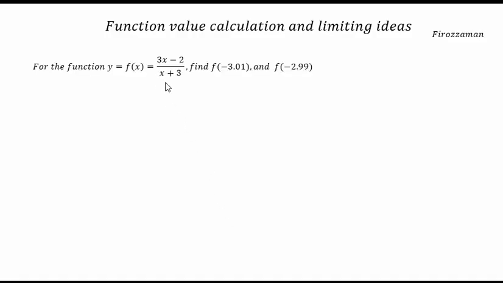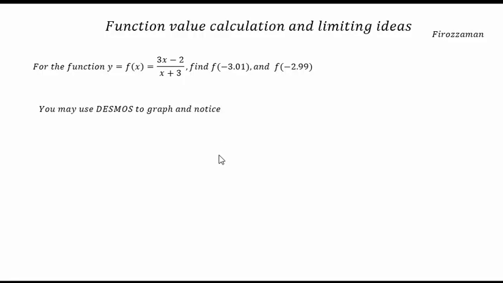We are given a function in a rational form, (3x − 2)/(x + 3). We want to determine the value of the function at x = −3.01 and at x = −2.99. In this case, we also investigate what happens when x is −3. As you see in the function, when x is −3, x + 3 is 0, which makes the function undefined, and the numerator is other than 0. So clearly we have a vertical asymptote at x = −3.